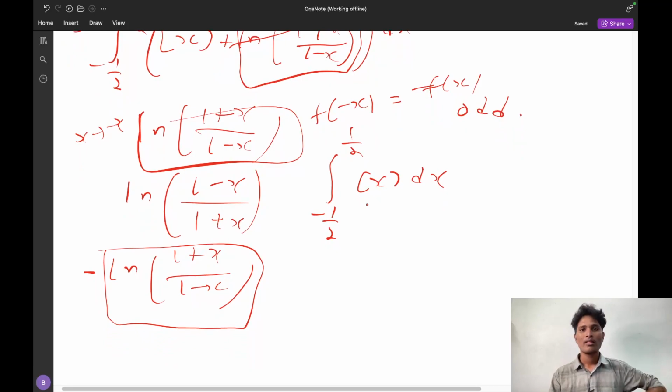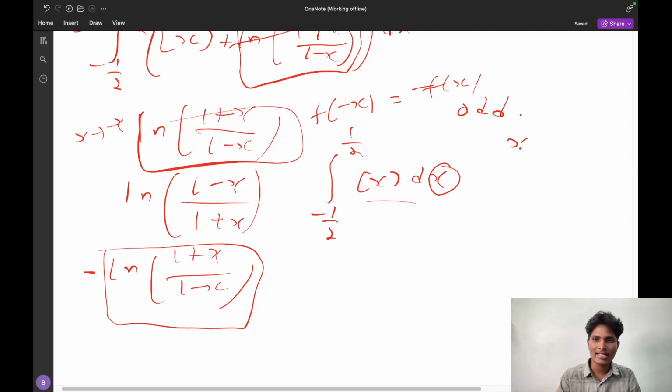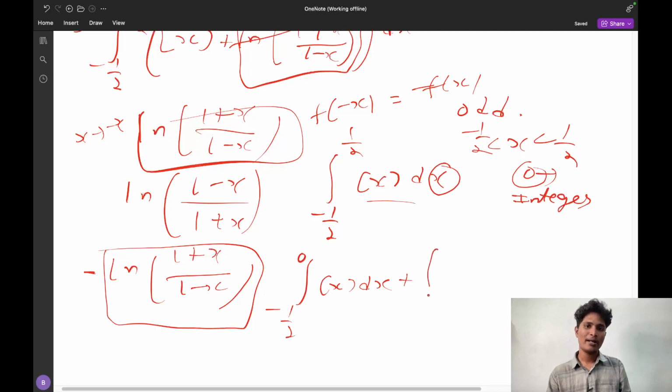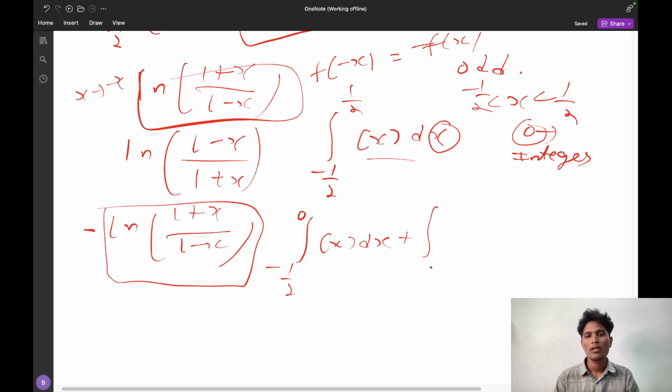And for step x dx from minus 1 by 2 to 1 by 2, we can break at 0, because 0 is the integer which I am getting between minus 1 by 2 and 1 by 2. So in that integer, I have to break. The answer will be the integral from minus 1 by 2 to 0 of step x dx plus the integral from 0 to 1 by 2 of step x dx.